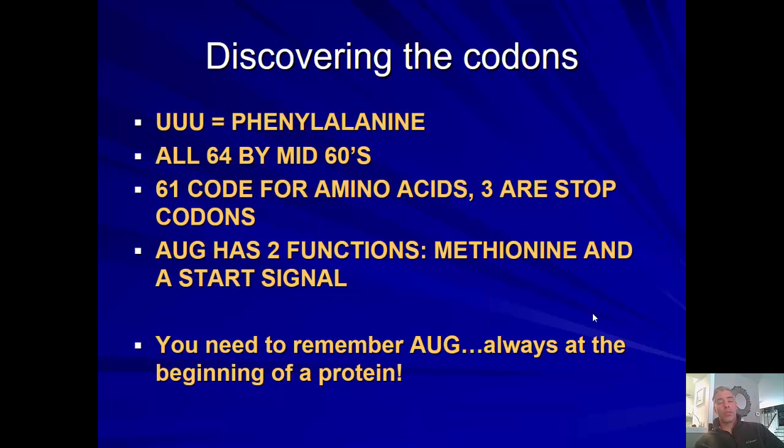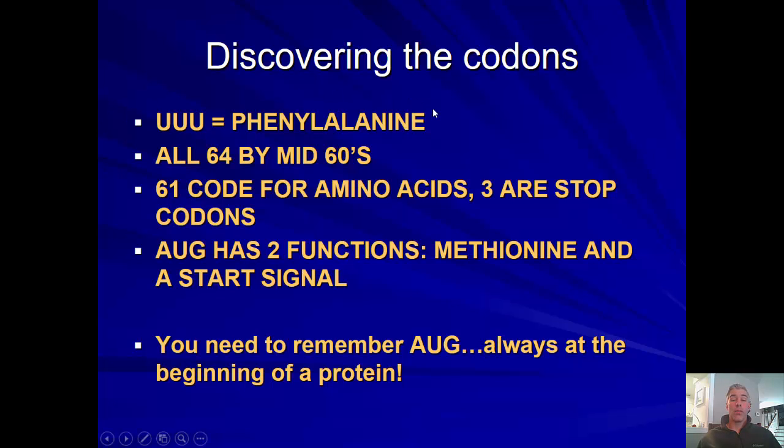So the way they figured this whole thing out, I'm just going to breeze through this real quickly, is they created long chains of the same letter, poly U, over and over again. They figured out all 64 by the mid 60s. So it only took less than 5 years to figure out the entire genetic code, which is pretty amazing.